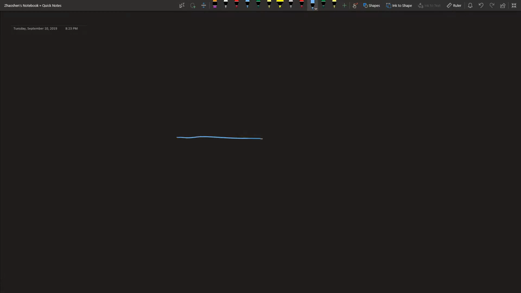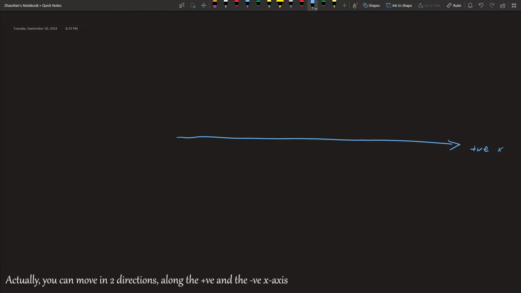Say that this is your coordinate axis, right? This is your positive x-axis. Now, in this chapter, we're going to be analyzing motion along a straight line. That means we're going to be analyzing one-dimensional motion. That means your particle can only move in one direction. It can't move freely on a plane or freely in space. It's bounded on one line, right? That's what we mean by one-dimensional motion.